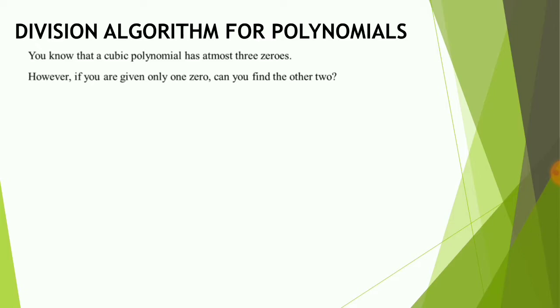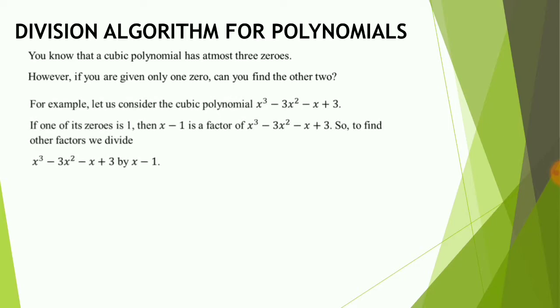Yes, my dear children, we have a method to find out the two zeros of the polynomial if one of the zeros is given to us. For example, let us consider the cubic polynomial x cube minus 3x square minus x plus 3. If one of its zeros is 1, then by factor theorem you all know that x minus 1 is a factor of x cube minus 3x square minus x plus 3.